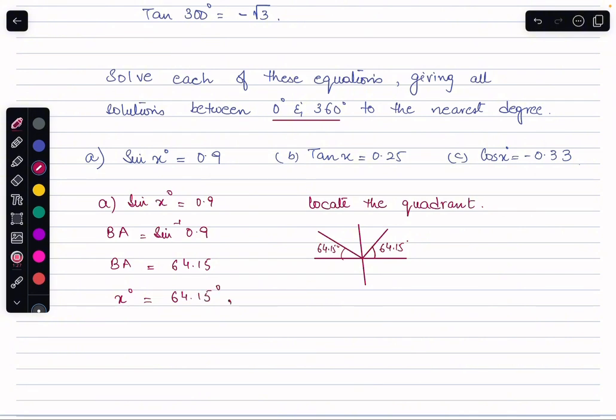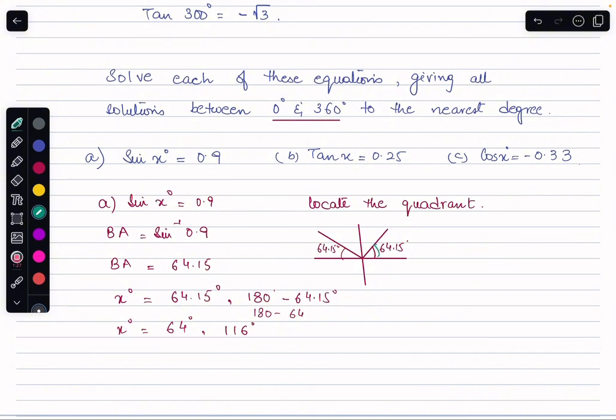In the second quadrant, my general angle has to be 180 minus 64.15 degrees. To the nearest degree, that is 64 degrees, and 180 minus 64 degrees gives me 116 degrees.